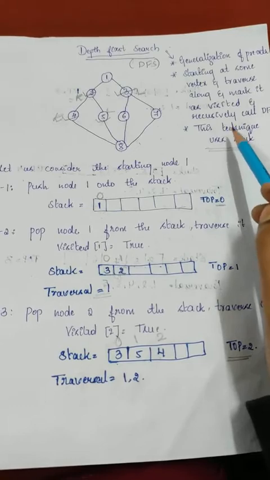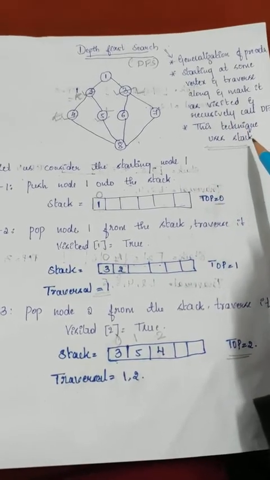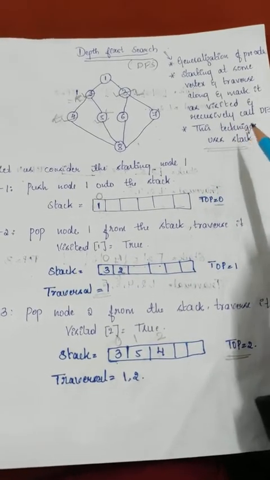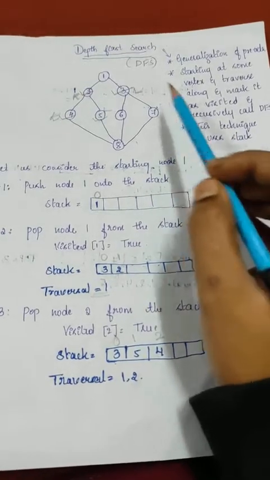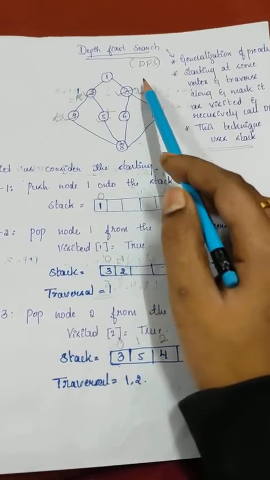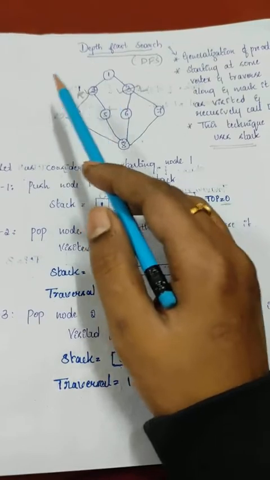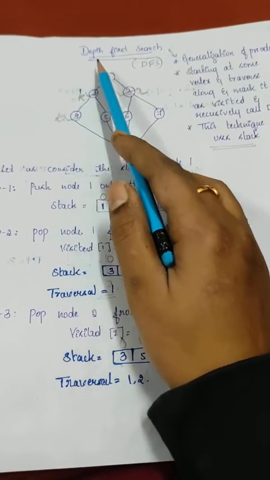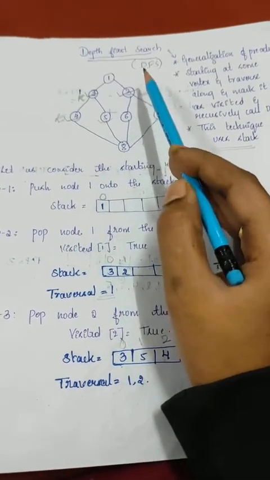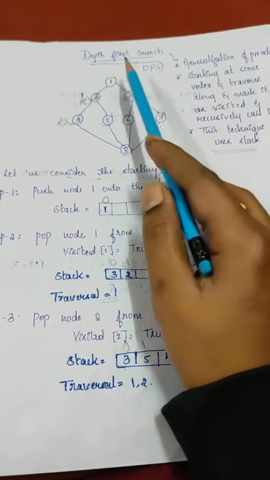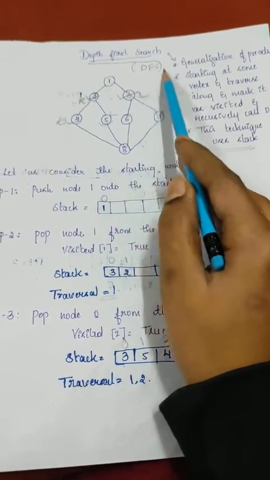This technique basically uses the stack. Stack means we pop the top element. So this is depth first search. In graph traversal we have two techniques: one is depth first search, and the other is breadth first search. In this class, we'll discuss the depth first search technique.